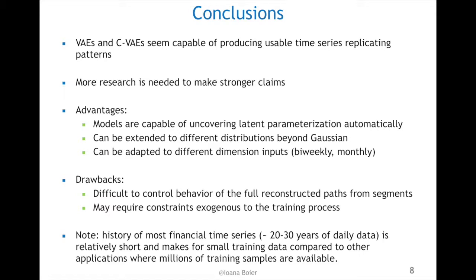They also offer several avenues for further exploration, as they can be extended to work with different families of distributions and can also be adapted to higher dimensional inputs, like biweekly or monthly runs. The main drawback in this approach lies in the difficulty to aggregate weekly patterns into full paths while obeying global constraints.